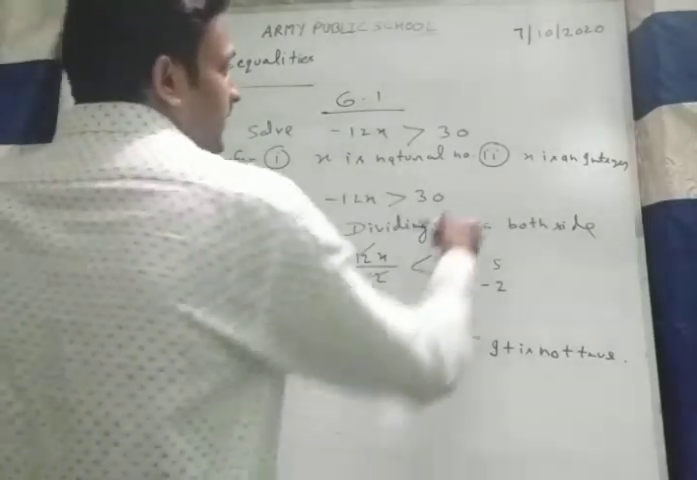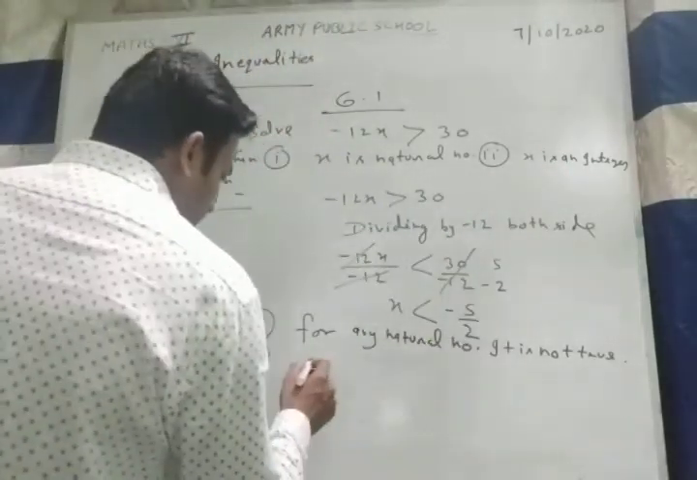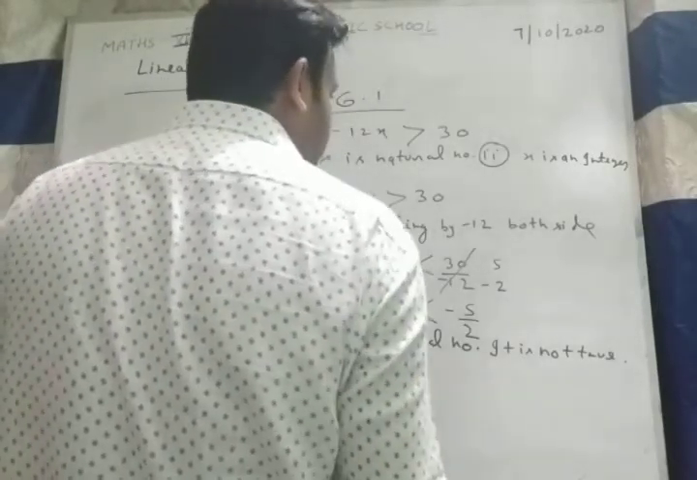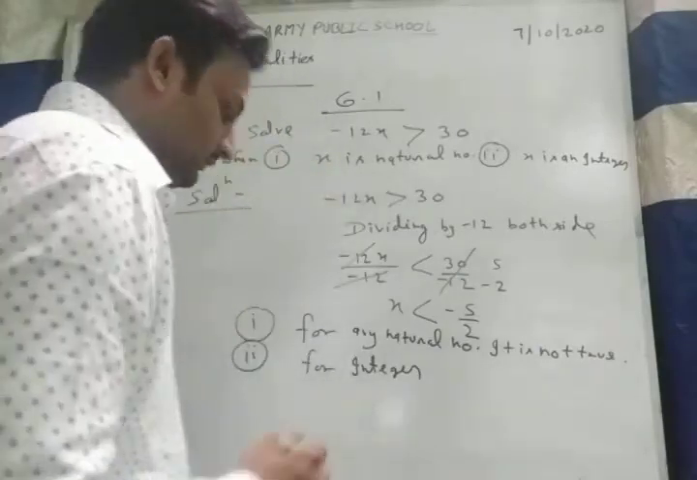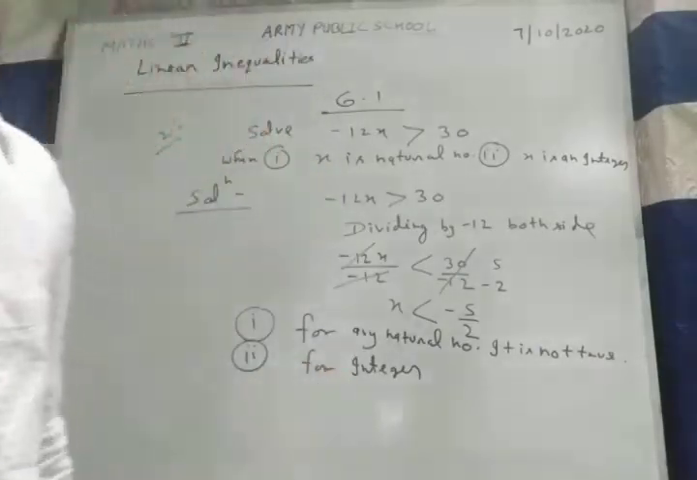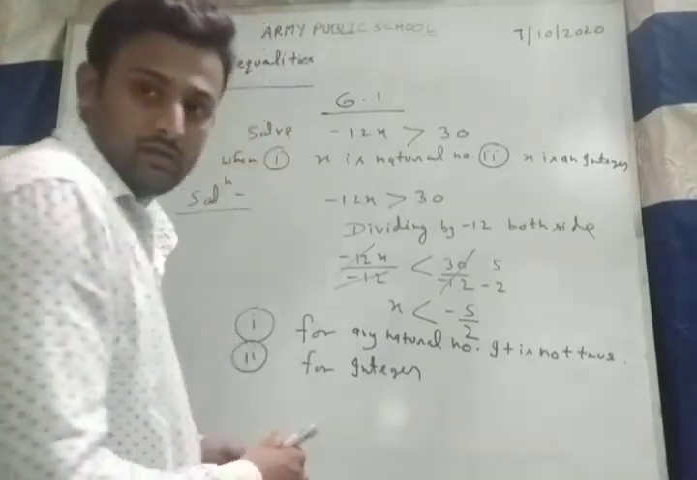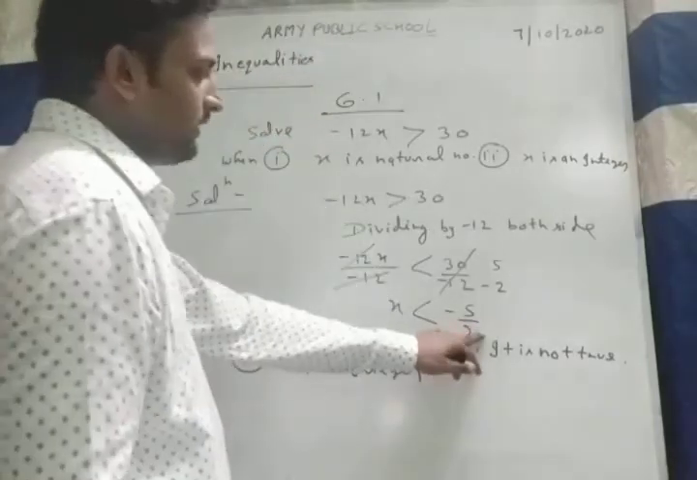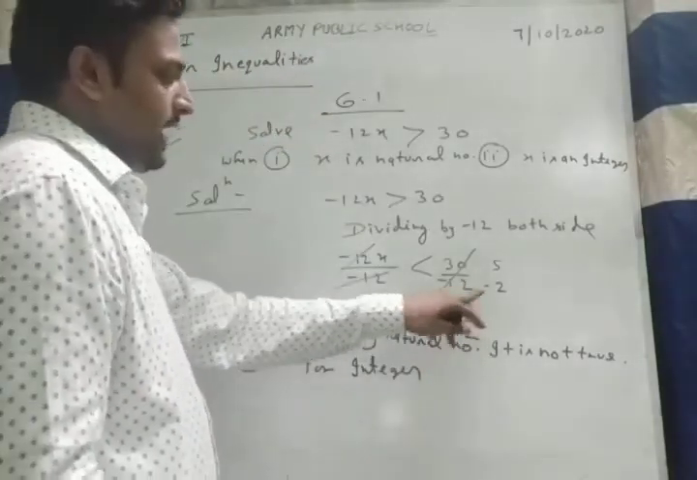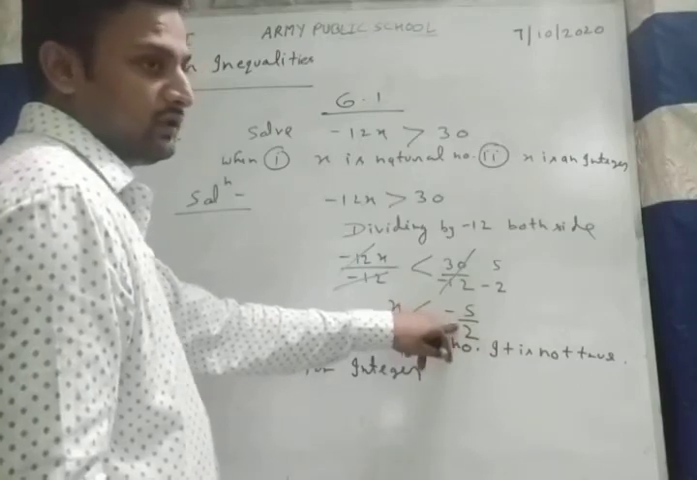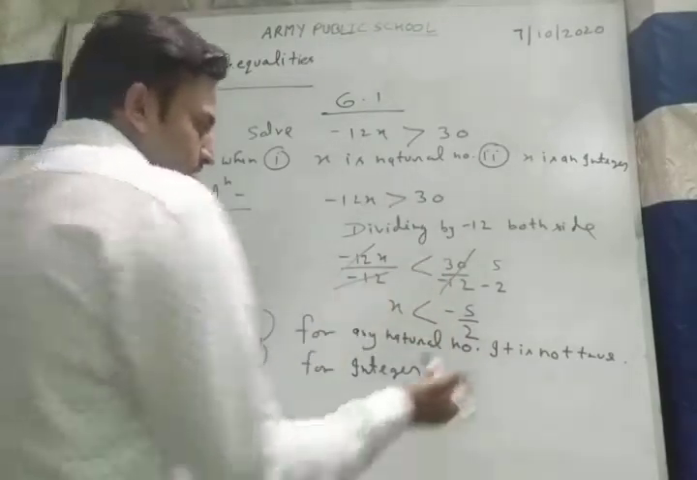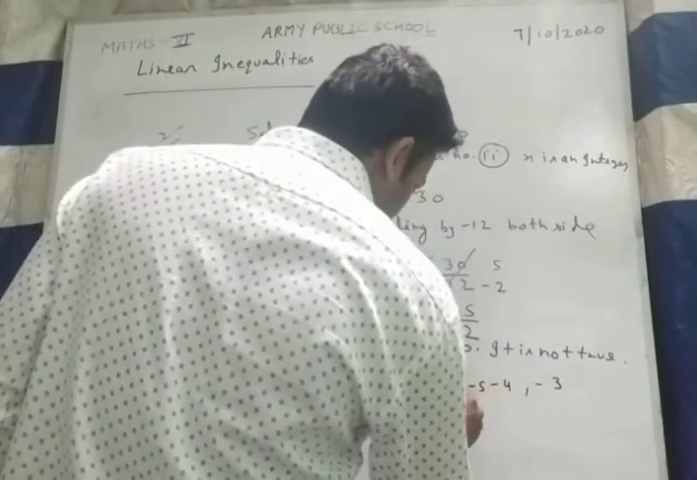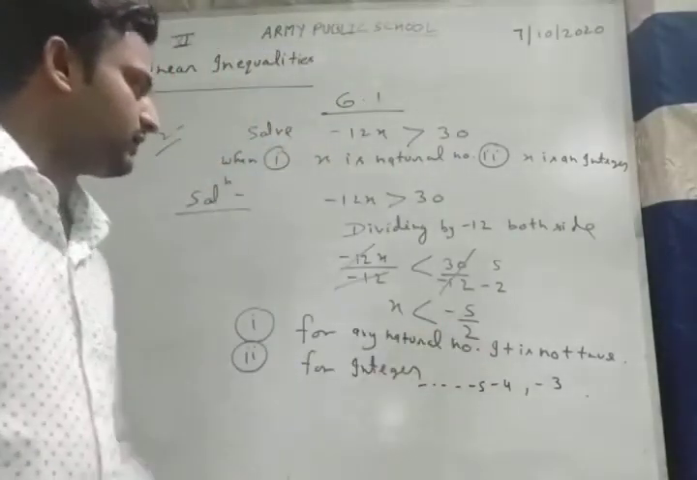Second, x is an integer. So for integer, we can write, look at, this will be 2.5, minus 2.5, and this quantity is less than, so we can write minus 3, minus 4, minus 5, and so on. This will be the solution.